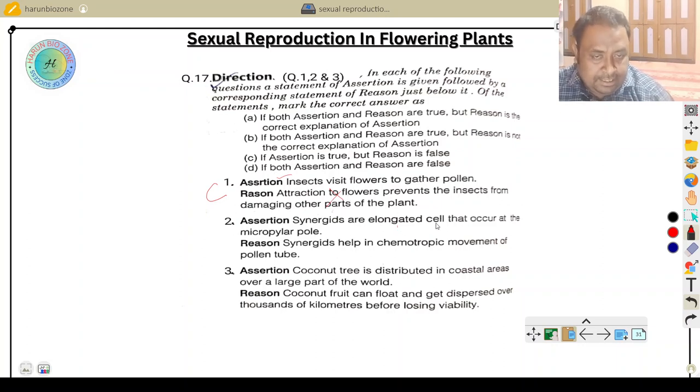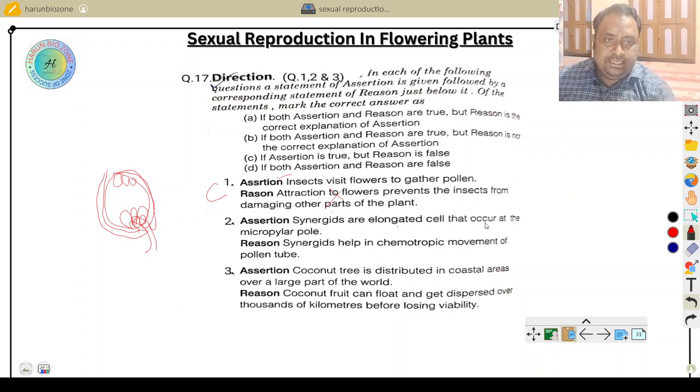Synergids are elongated cells. In the embryo sac, this is the antipodal cell, and this is the synergids, where the filiform apparatus is present. The synergids are elongated cells that occur at the micropylar pole. Micropyle means the place from where the pollen tube enters. From this portion the pollen tube enters; this is called the micropyle region. Reason: synergids help in chemotropic movement of the pollen tube.